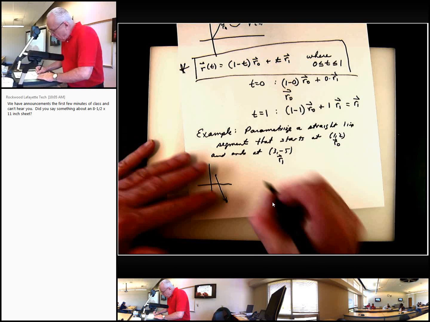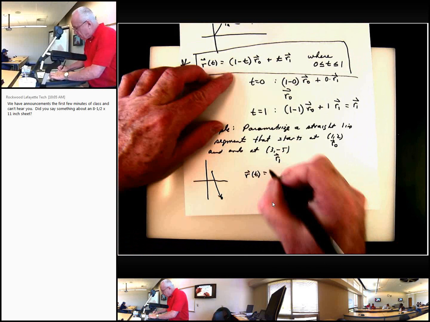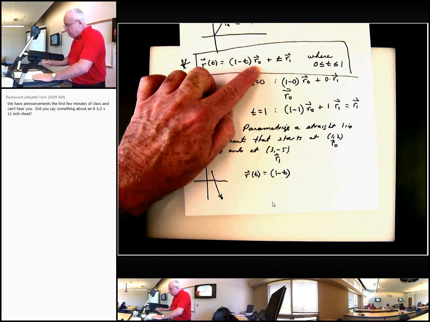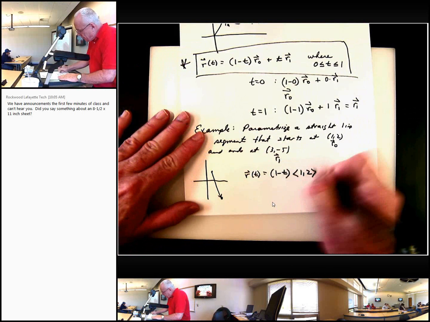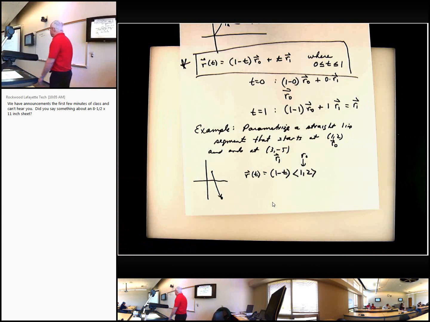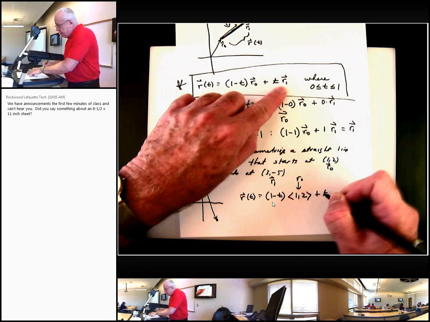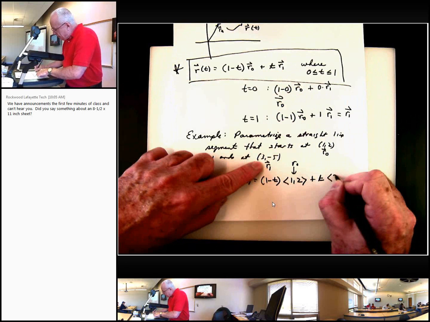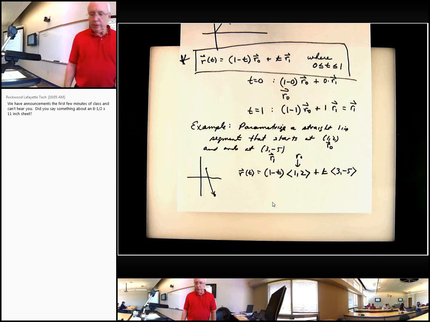So r of t, our line, just use our formula, is equal to 1 minus t. Now I'll put in for R0. In fact, I'm going to write this as a vector here. This is our R0. Notice I put the brackets there for a vector. And then the rest of it is plus t, then our terminal spot. So I'm going to put ⟨3, -5⟩ as a vector with the brackets around it.